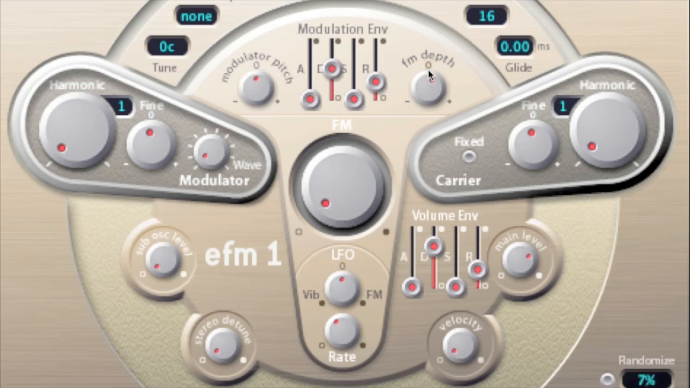You'll notice that I always control the amount of modulation with the FM depth. I don't use this control at all. I just don't find it useful. So I have this set at 0, and I always control the depth between 0 and the positive maximum.